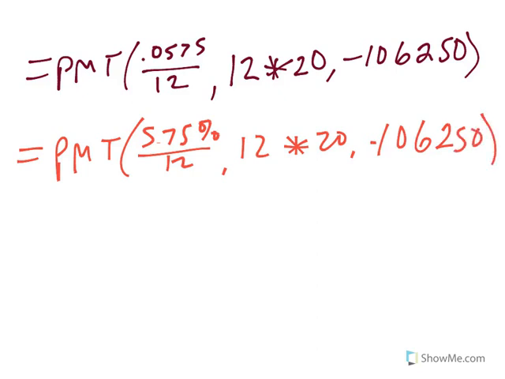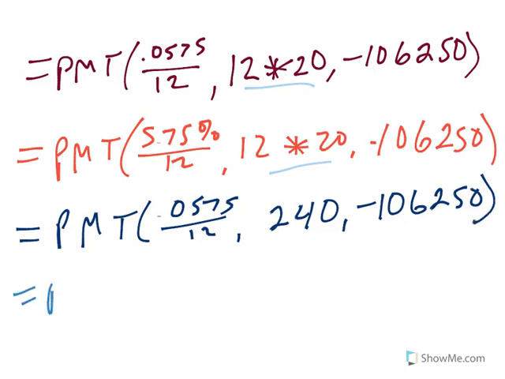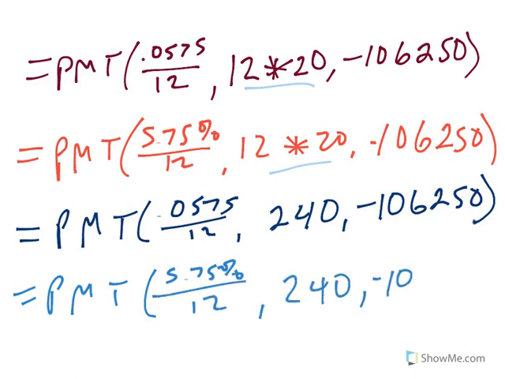Now, the other thing that could be true is that this middle piece that we're using, you could actually multiply those out. So I could have, just like I did in my first one, PMT 0.0575 divided by 12. 12 times 20 is 240. So I could type it in like this as well. Or, like my second one, I could use the percent, divide by 12, have 240 in the middle. So really, you have 4 different ways you could type it into Excel.